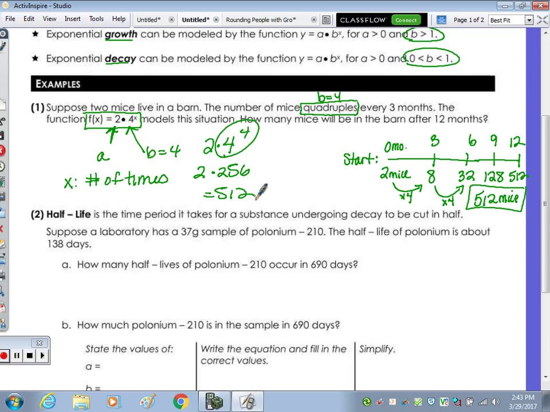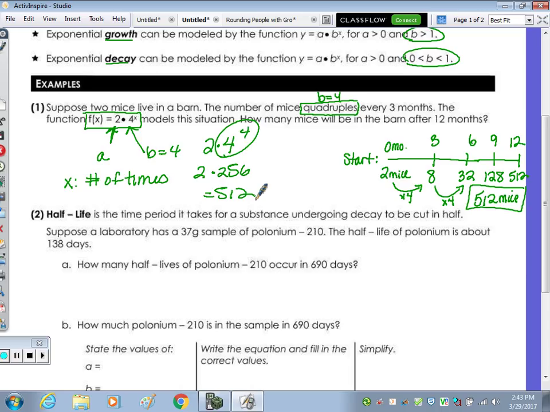So you can do all these by hand. You can use the function. You have to use the function if it tells you to write the rule and then use it. But you could always do it by hand to make sure you're right. So make sense of the situation as you're using each of these function rules.